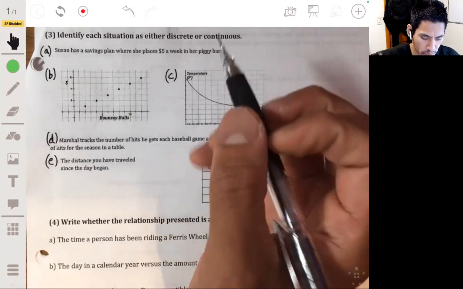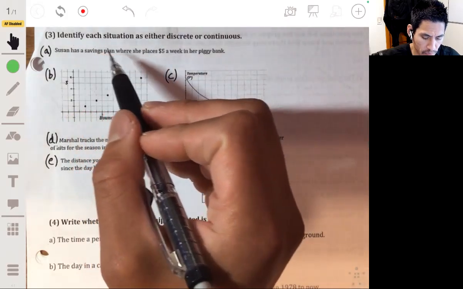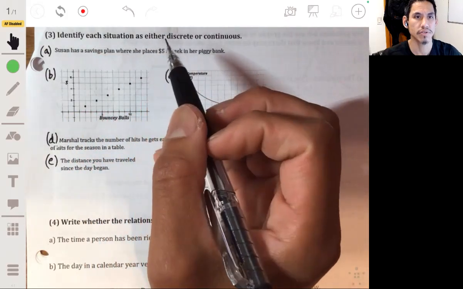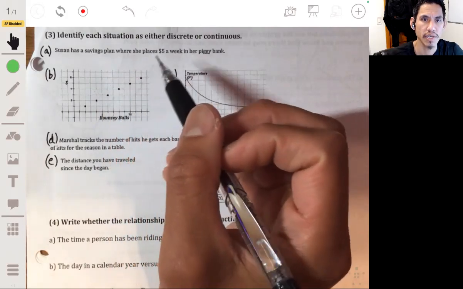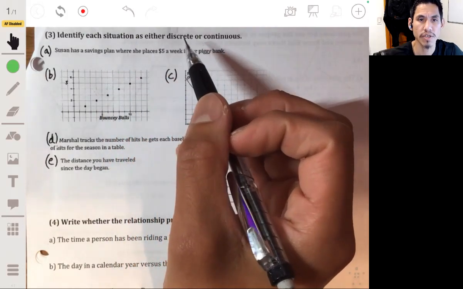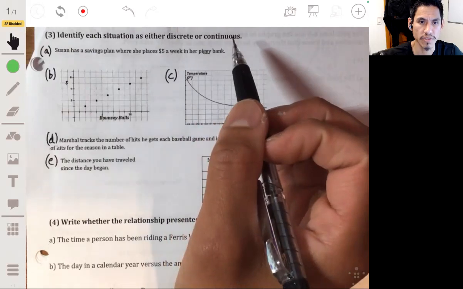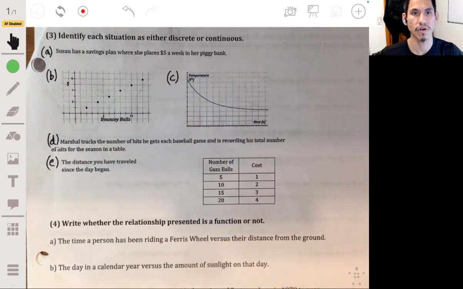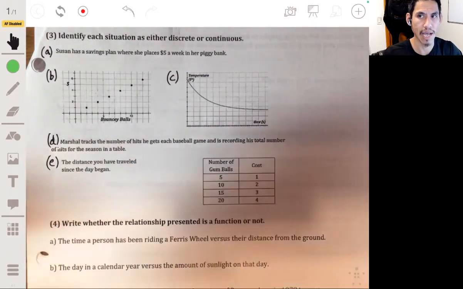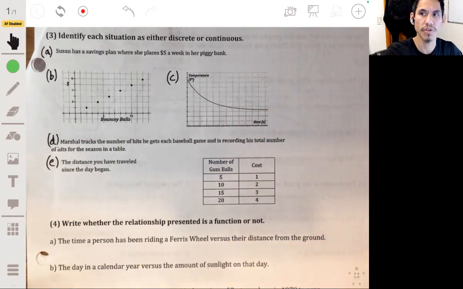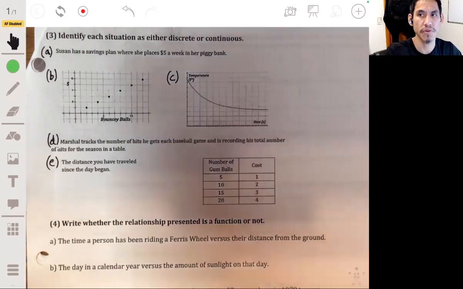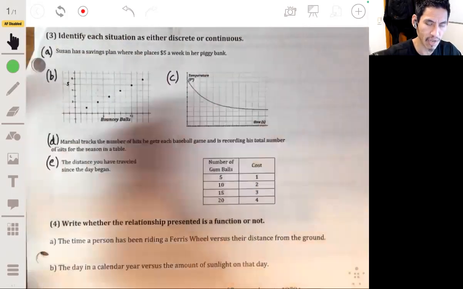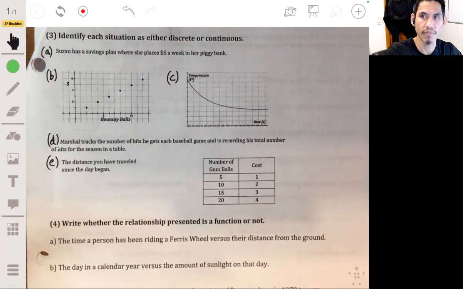Okay, so next we're going to go over problem 3, and this is where we're going to determine if each situation is either a discrete function or a continuous function. When we're talking about a discrete function, it's basically where you would have gaps in the graph of the scenario. If you were to make a graph of whatever's going on, you would have gaps, or jumps, discontinuities, we say.